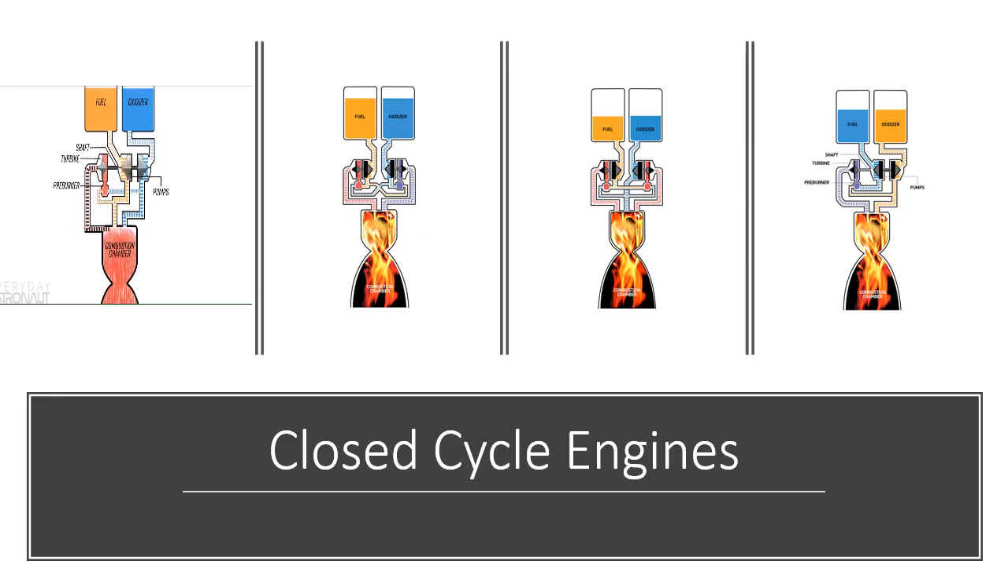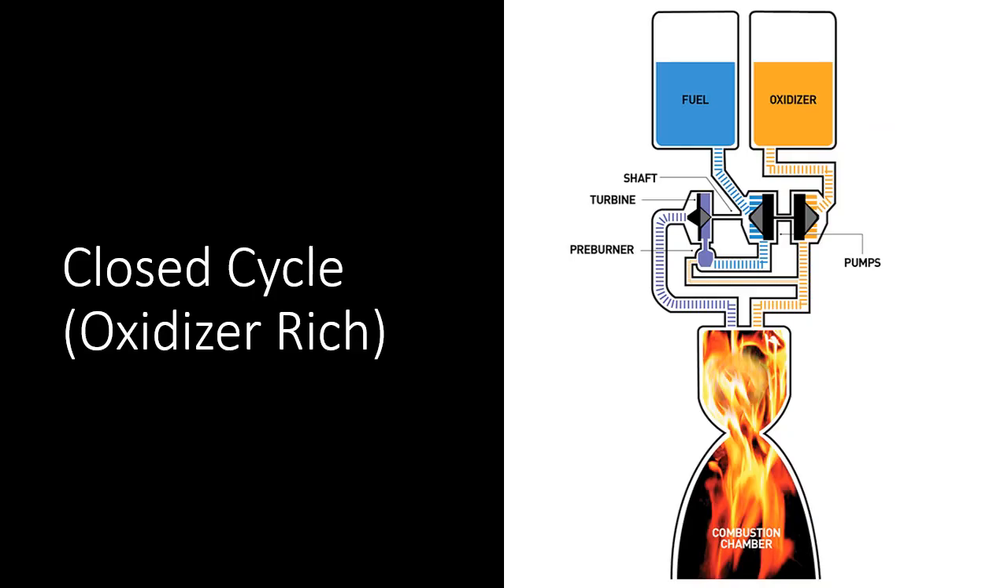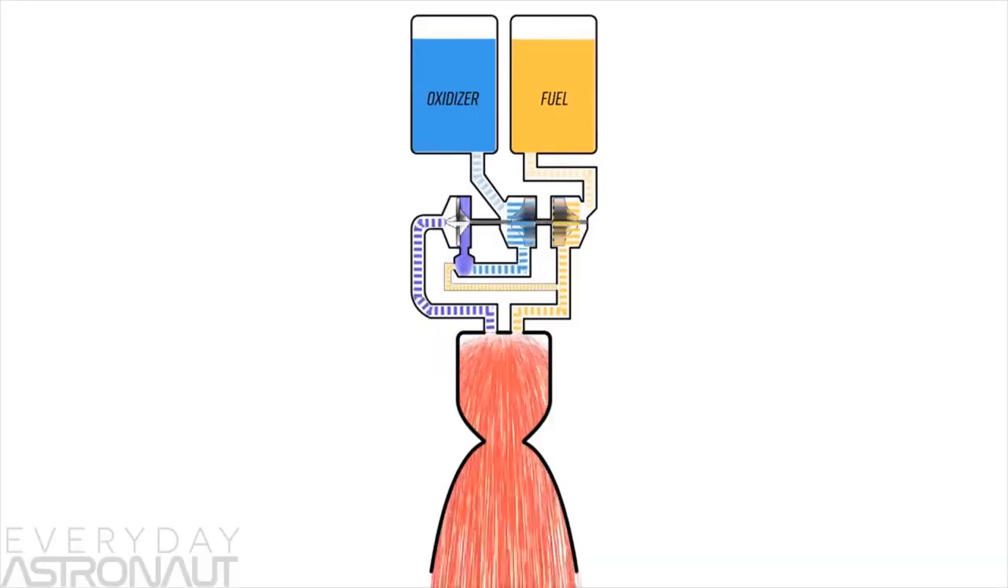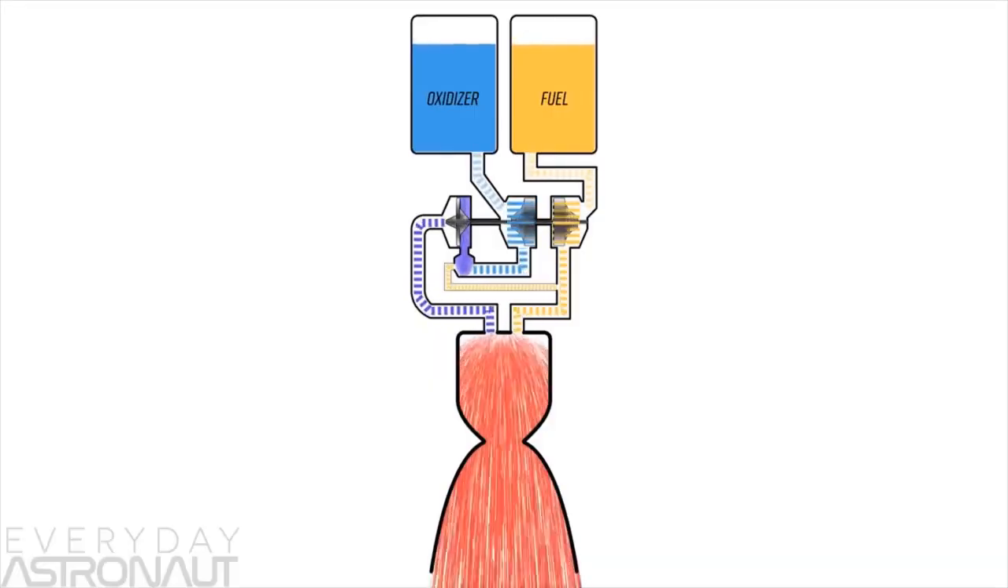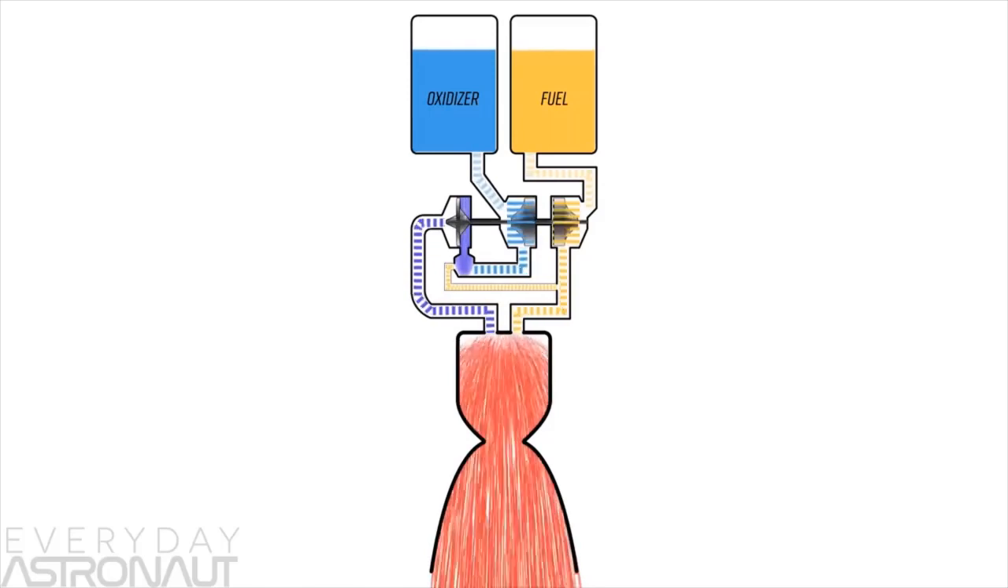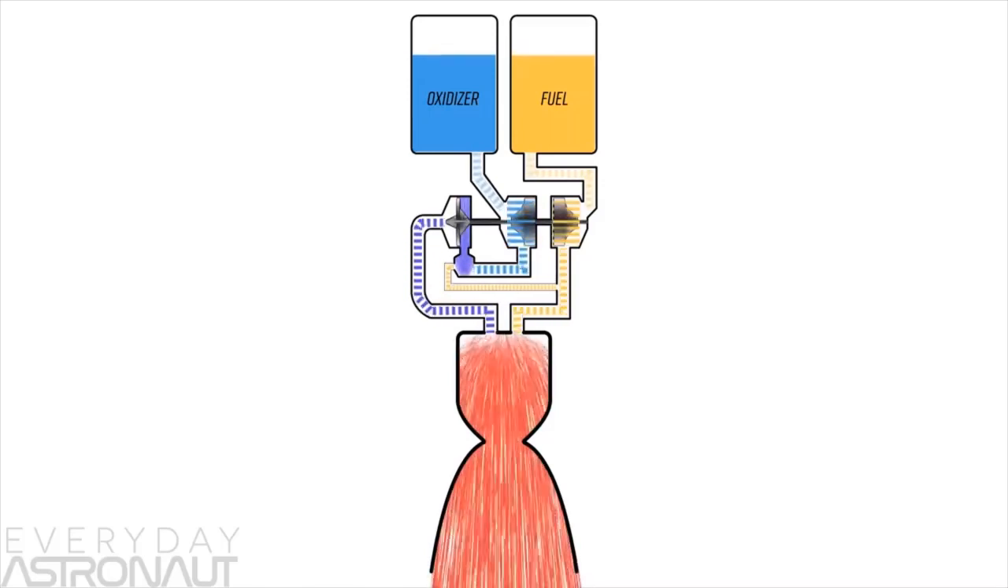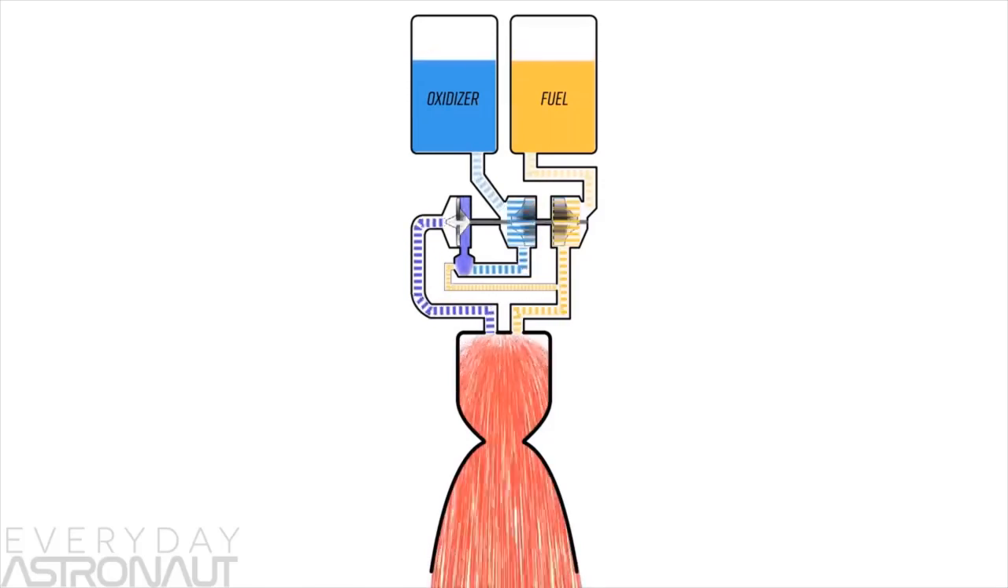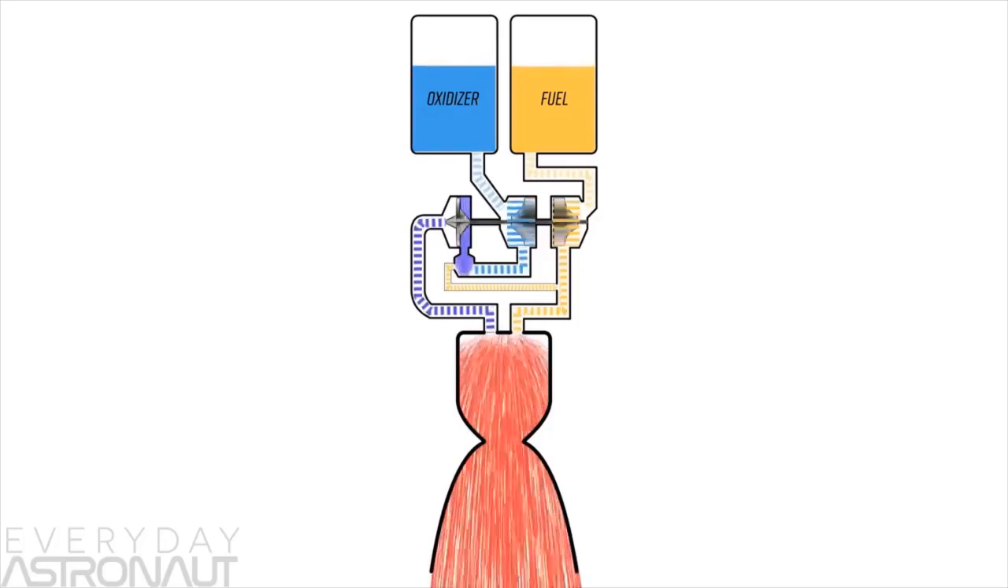Finally, we have come to the closed cycle engines. The gas generator cycle, the closed variant I explained earlier. Now I'm going to explain the last three ones. Closed cycle oxidizer rich. The closed cycle oxidizer rich engine was created to get around the problem of incomplete combustion.